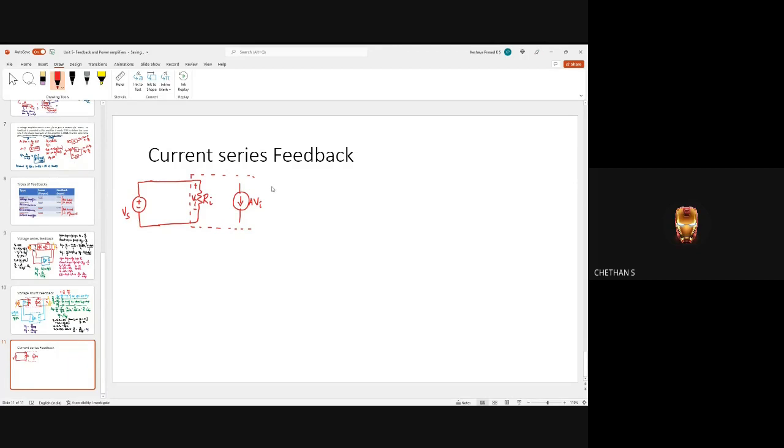Parallel. Yes, correct. It cannot be drawn in series because this is a current amplifier. Whenever there is a current, you will have R naught coming in parallel to it. So now this will be the open loop amplifier. Here you will take the output current. Now should I leave this open as it is, just like we did in the previous case?